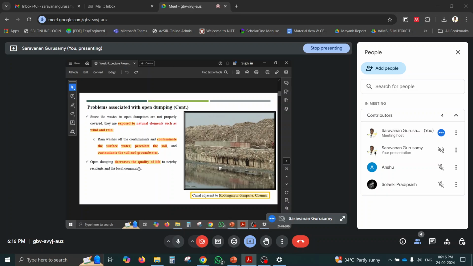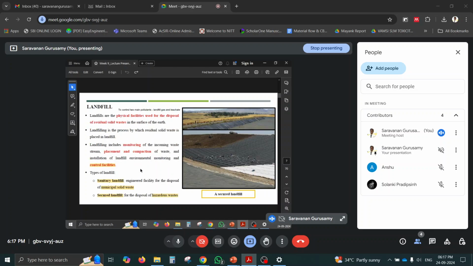If a dump site is present in a place, the site nearby will not have any value, and the residents nearby will also vacate to some other places. So the value and the quality of life will be reducing near this type of dump sites and landfill areas.